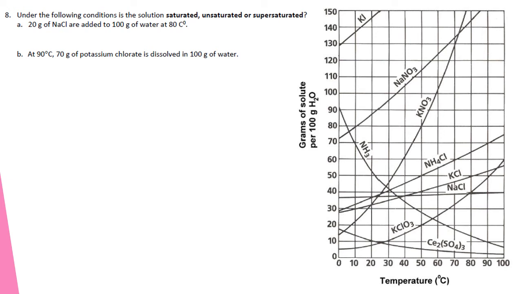And then last, under the following conditions, is the solution saturated, unsaturated, or supersaturated? Okay. A, 20 grams of NaCl are added to 100 grams of water at 80 degrees Celsius. NaCl is this flat line right here, and at 80 degrees, it is right here at 40 grams. So if I added 20 grams, 20 would be down here, that's below the line. It would be unsaturated. You could dissolve more because it can have 40.